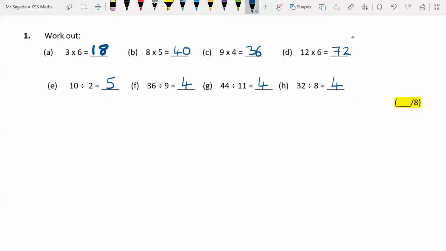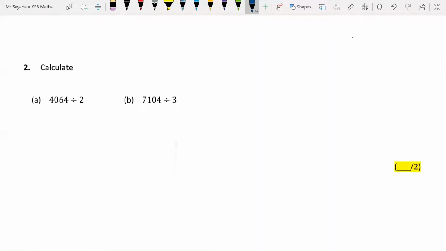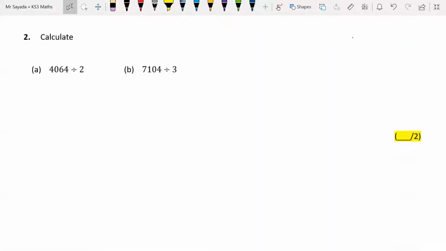If you found any of those times table questions difficult, if you got any of them wrong, please go on Times Table Rockstars and practice, practice, practice. Please pause the video to do these questions and press play once you're done.